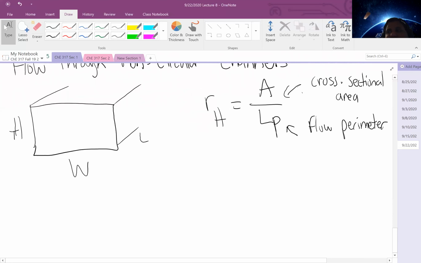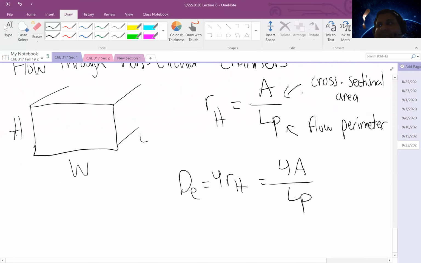And from this, we can calculate what's known as an effective diameter, which is simply 4 times the hydraulic radius, which indicates the effective diameter is 4 times the area over the flow perimeter.